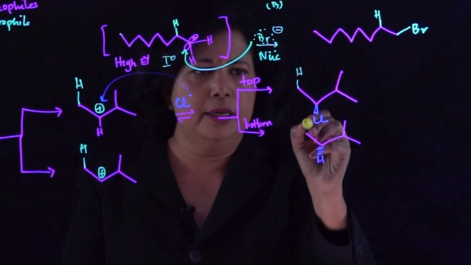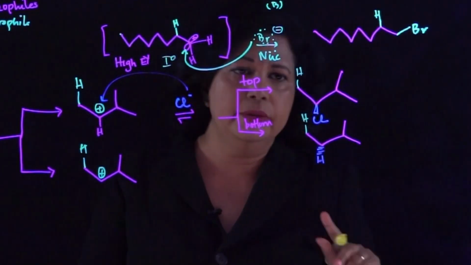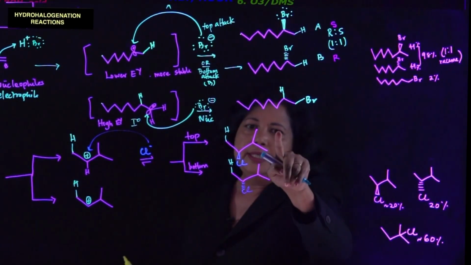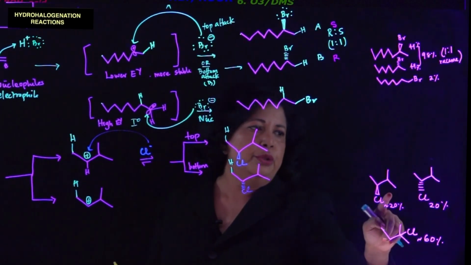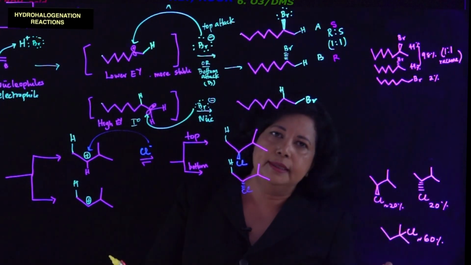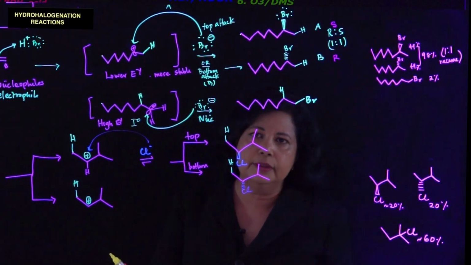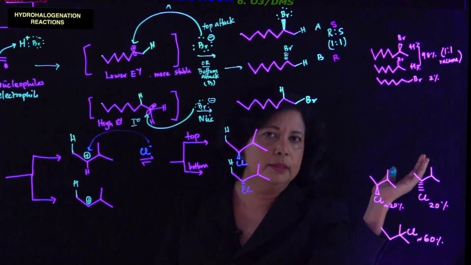I'm just going to put these hydrogens, but basically this is a methyl group. And you can see we are forming these two, 20% and 20%. That's 40%. What happened to the rest? That's just a minor product. If this is a minor, well, what's the major product?